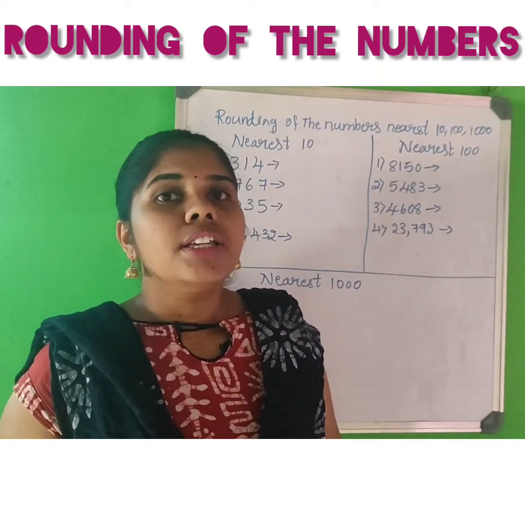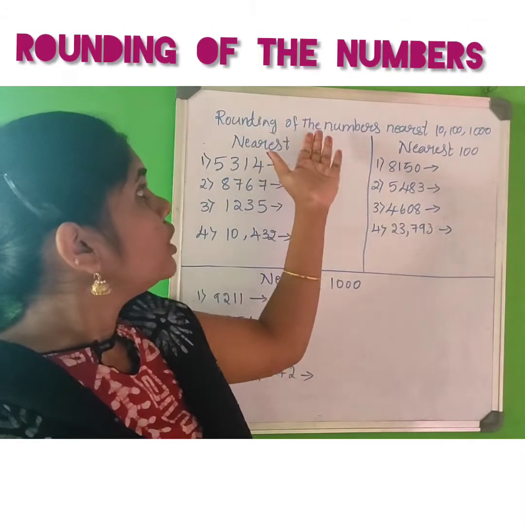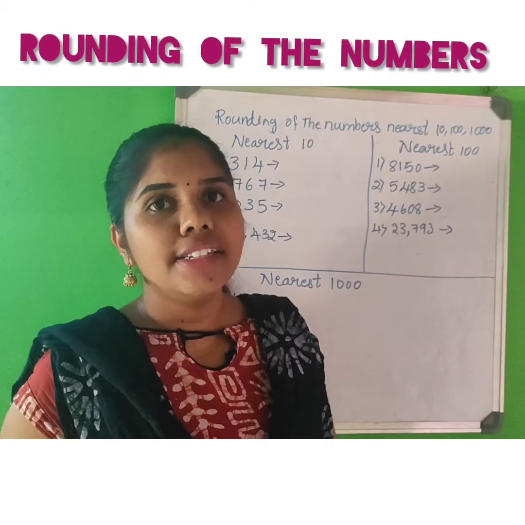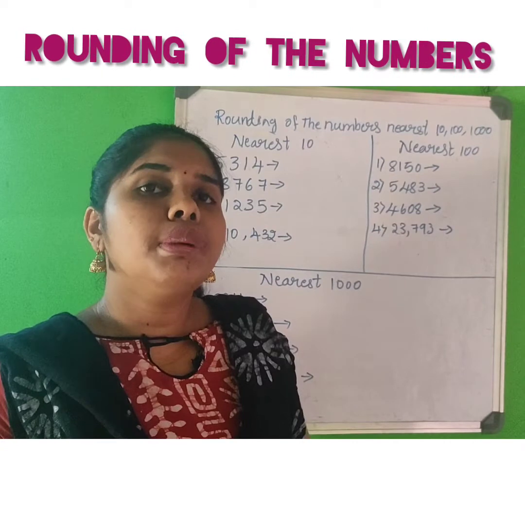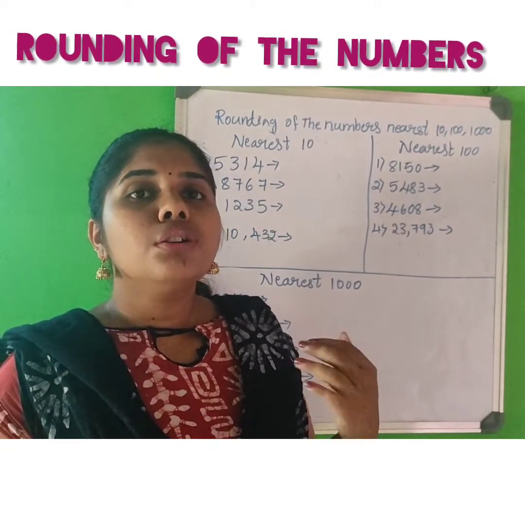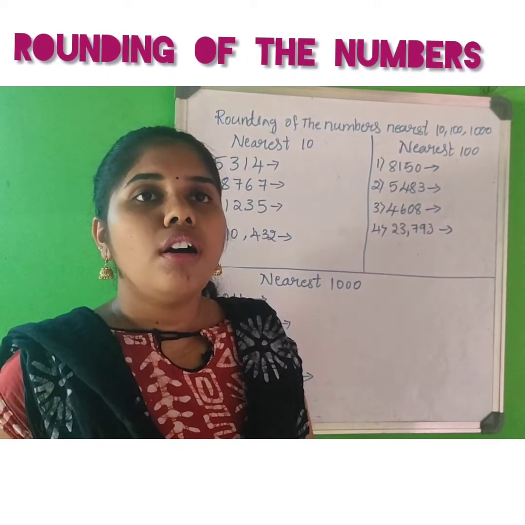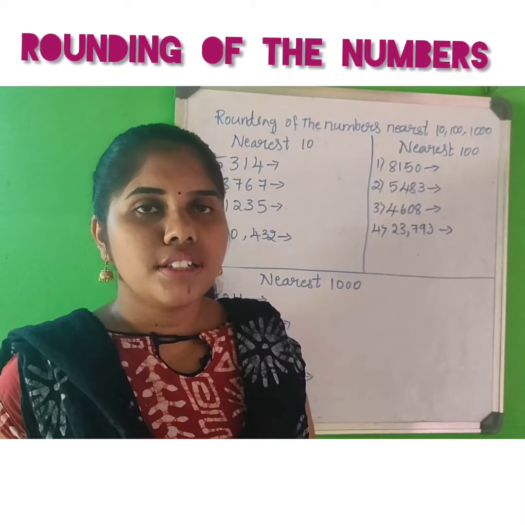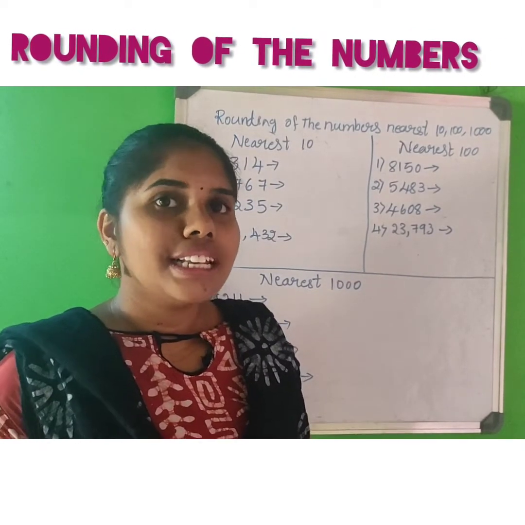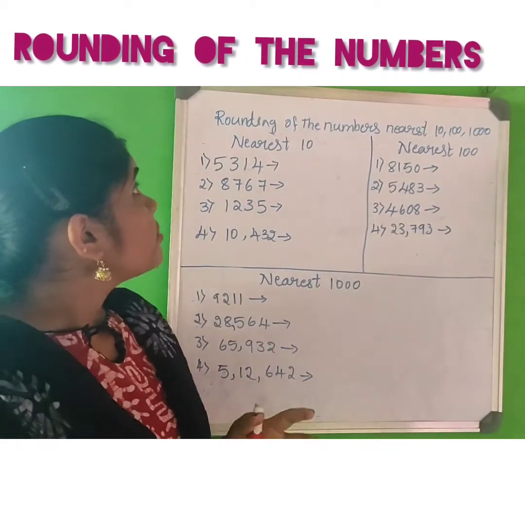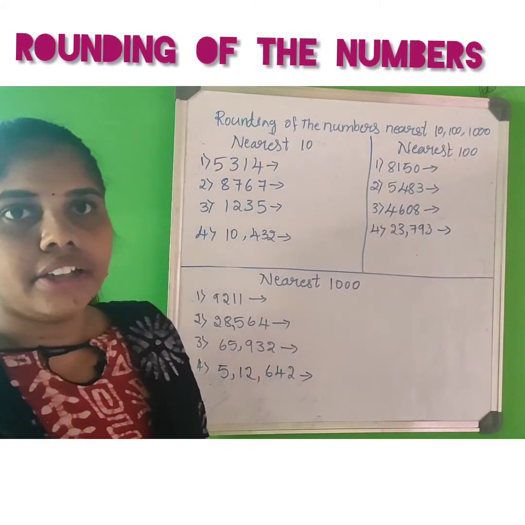See, here I have brought a new concept of rounding off the number nearest to 10, 100, 1000. So you know the place value. According to the place value, we are going to round off any figures. Later we are going to apply mathematical operations such as addition, subtraction, multiplication and division. Let us start now. Rounding off the numbers nearest to 10, 100, 1000 I have written.